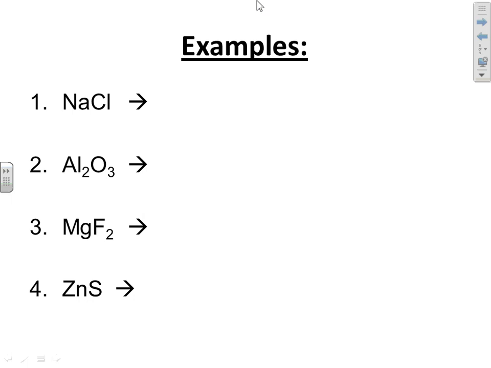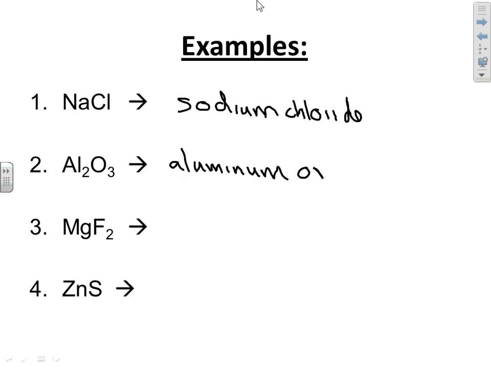What's the name of this first one? Alexis, what's the name of this one? Sodium chloride. How about the next one? Yep. Aluminum oxide. Don't worry about the numbers. I'm going to show you where the numbers come from in a moment. And don't worry about naming the numbers. We don't name those numbers in this naming system. We just name the metal ion and the non-metal ion. Aluminum oxide. That easy.